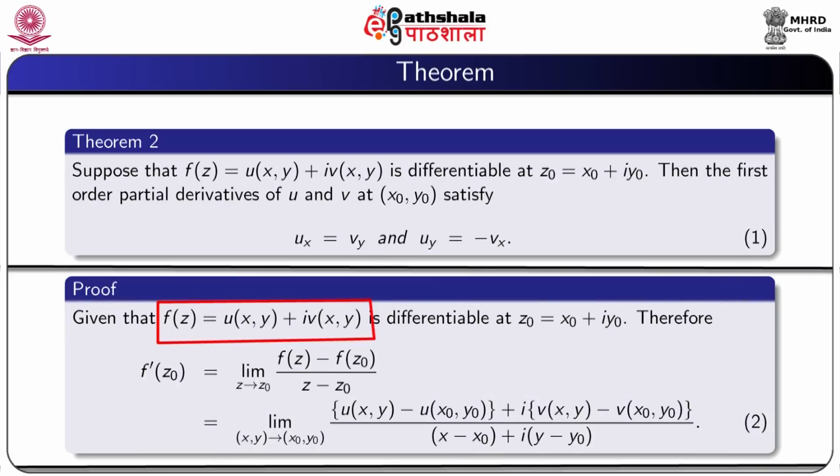So, given that the function f(z) equal to u plus i v is differentiable at z0, that is equal to x0 plus i y0, therefore, by definition of differentiability, we have f dash z0 is equal to limit z tending to z0 of (f(z) minus f(z0)) by (z minus z0), and that is equal to limit (x,y) tending to (x0,y0) of [u(x,y) minus u(x0,y0) plus i into (v(x,y) minus v(x0,y0))] by [(x minus x0) plus i into (y minus y0)].